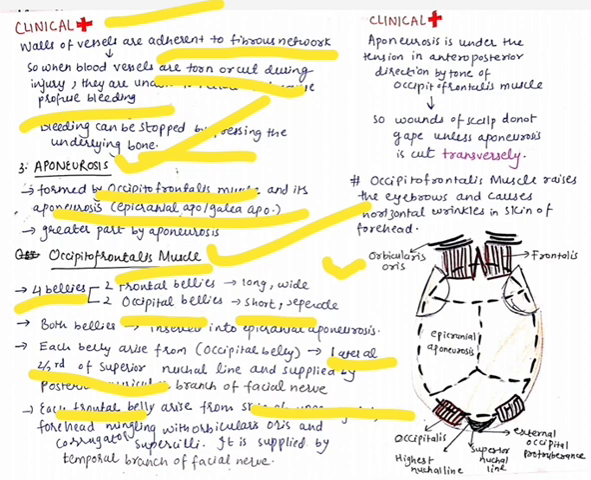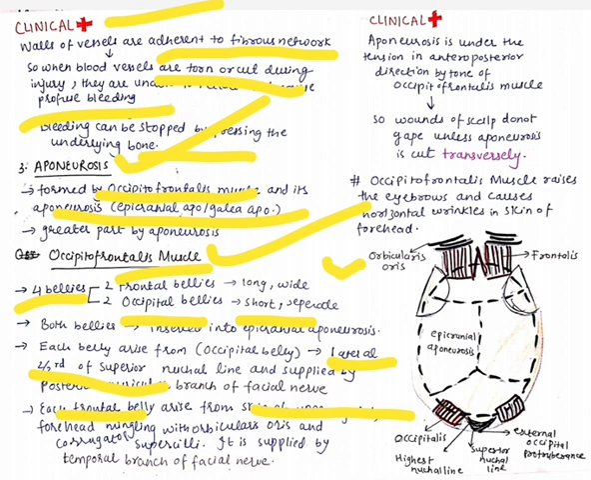When you talk about the frontal belly, it arises from the forehead and the eyelids, mingling with the orbicularis oculi muscle, that is the eye muscle, and corrugator supercilii, that is also a muscle, and it is supplied by the temporal branch of the facial nerve.